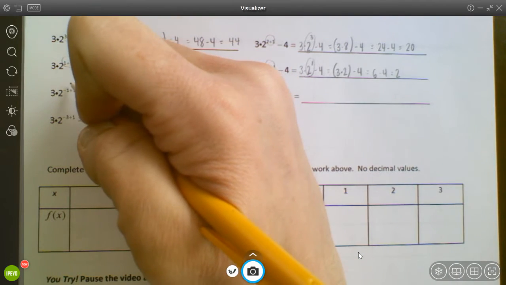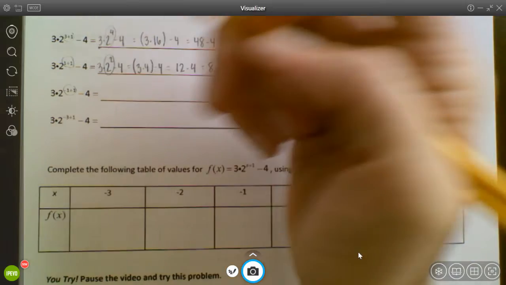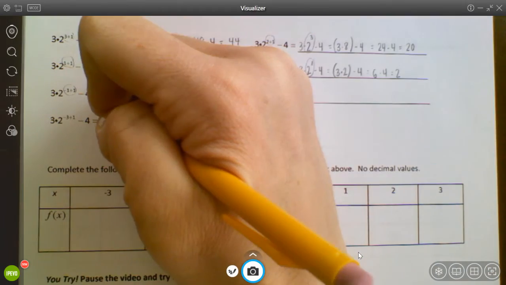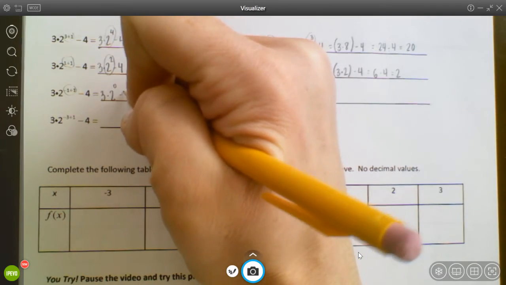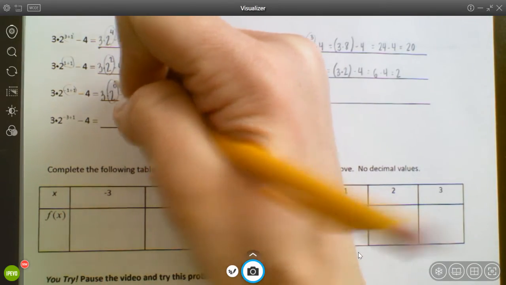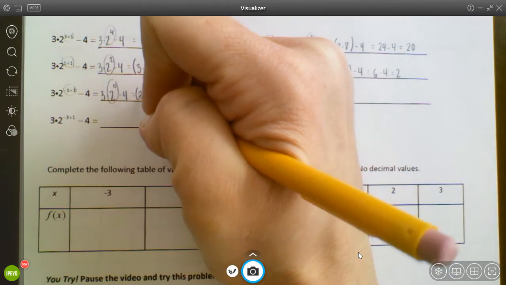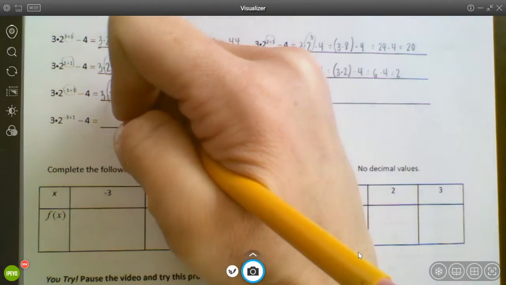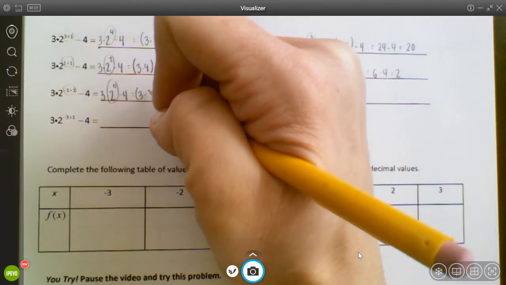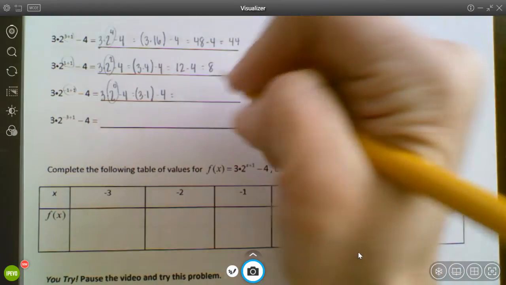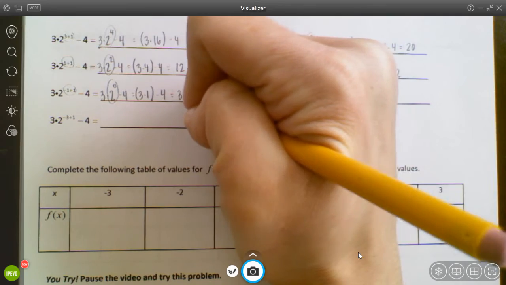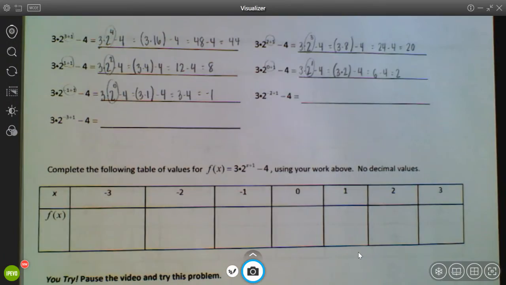All right, moving down. So 3 times 2 to the negative 1 plus 1 minus 4 leaves me 3 times 2 to the negative 1 plus 1, which gives me a 0, minus 4. So I'll go ahead and evaluate that piece first, open up my set of parentheses here. So 3 times 2 to the 0 is actually just 1. Close my parentheses, minus 4. So 3 times 1 leaves me with a 3, minus 4 gives me a negative 1.